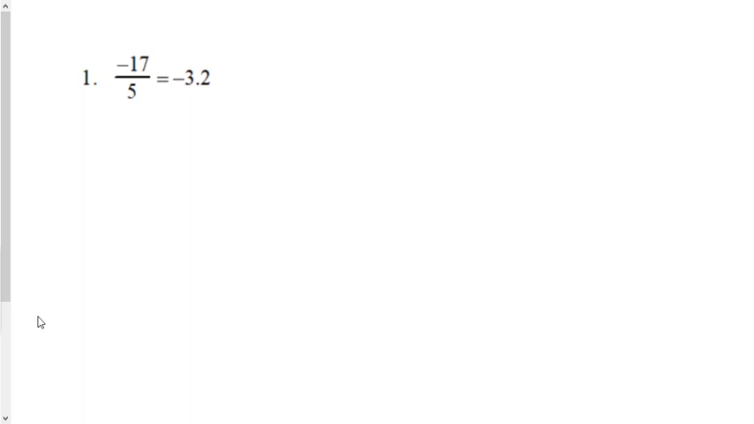Our first few questions are true and false, and the first one's as easy as it gets. It says negative 17 fifths is equal to negative 3.2. Any person with any common sense would do one of two things. The first common sense person would grab a calculator and do negative 17 divided by 5. But a smarter person would say, I don't need a calculator.